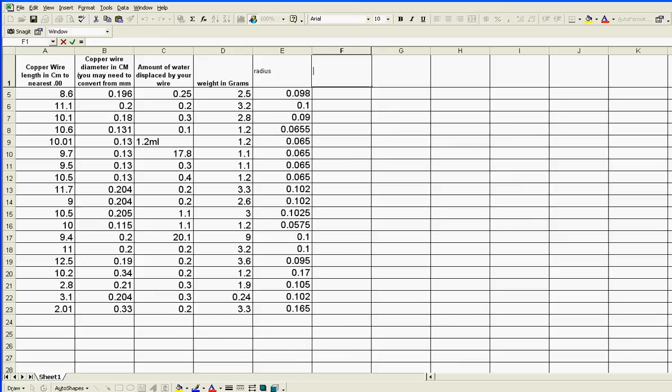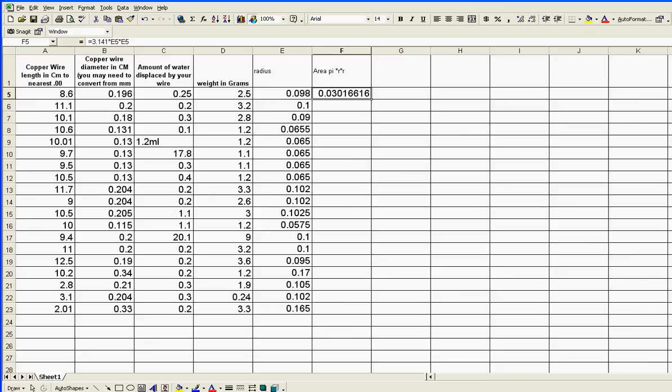Once I got the radius, the area equals pi times r, right? r squared is r times r. So all we have to do is write in pi. This equals 3.141 times, and of course you don't type in the numbers. All you have to do is select the cell, the radius, times the radius. Boom. And that equals the area in square millimeters.